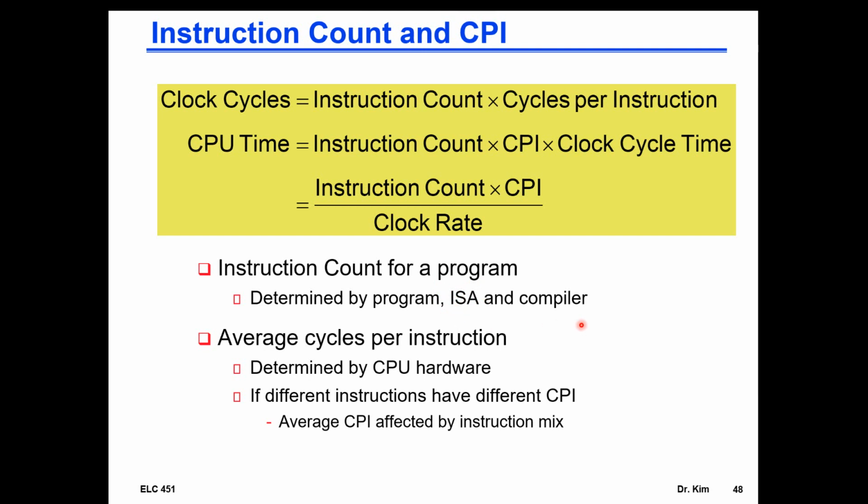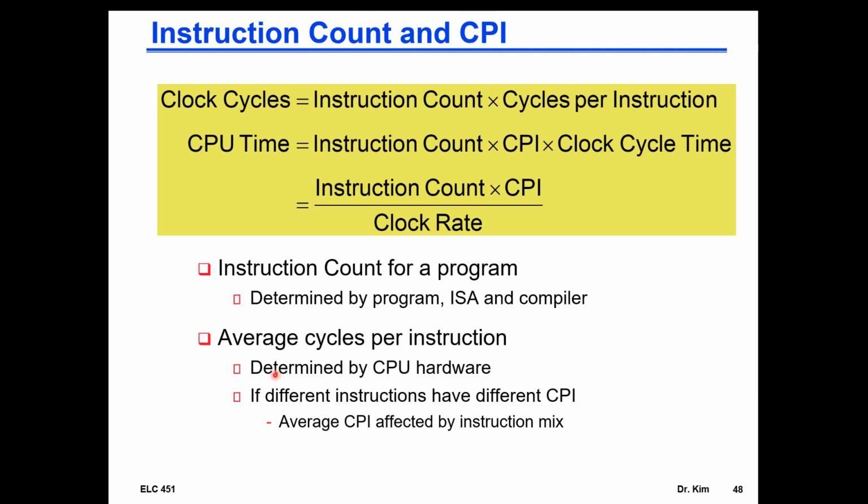We have no control on the compiler. We have no control on the program itself. But we control the ISA. Okay? Part of the ISA, when we design this, is the average cycles per instruction. That's determined by the CPU hardware. We're going to be discussing the implementation, the organization. So we're going to control the CPU hardware that we design. Okay?